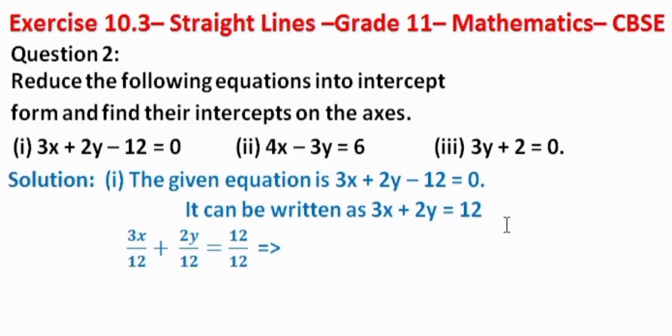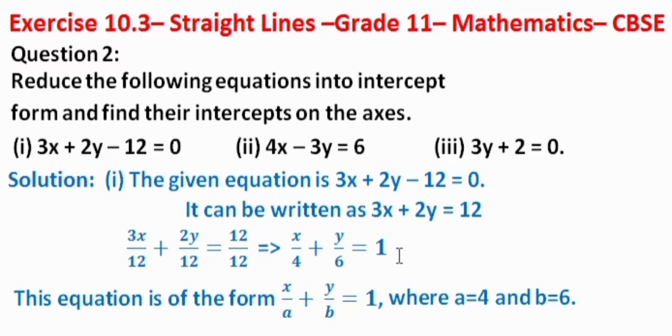Then we can divide both sides by 12. So 3x by 12 plus 2y by 12 equal to 12 by 12, because intercept form means x by a plus y by b equal to 1. That's why we divide both sides by 12. Then x by 4 plus y by 6 equal to 1, because 3 is 4 times 12 and 2 is 6 times 12, so it equals 1. It is in the form x by a plus y by b equal to 1.